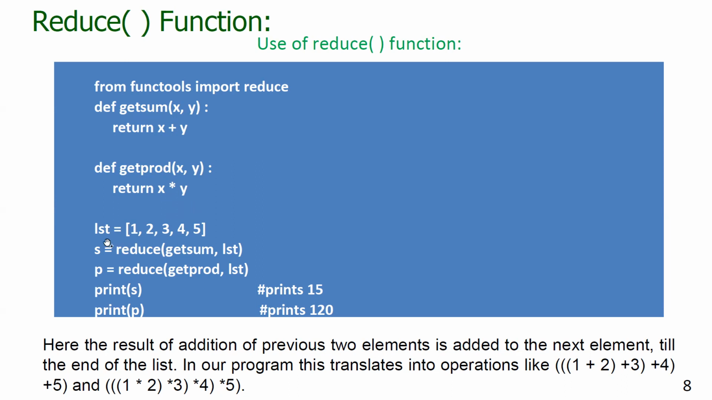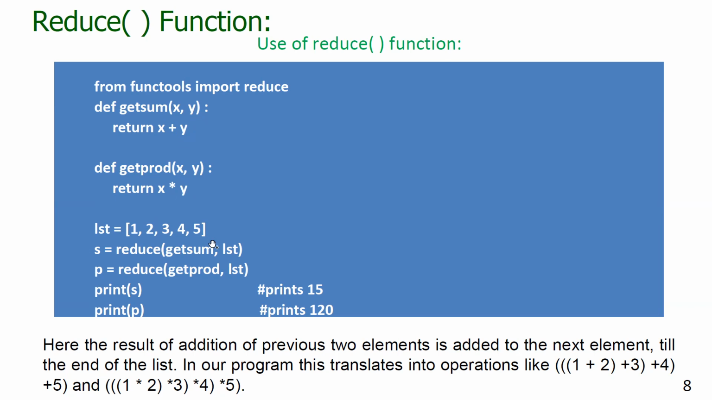Now we are taking a list 1, 2, 3, 4, 5, and s equal to reduce(get_sum, list), and p equal to reduce(get_prod, list). First it will take two arguments, that is 1 and 2, and it will add 1 plus 2, 3. Now x will become 3 and y will become 3. Next 3 plus 3, 6. Now x will contain 6 and y will be 4. So 6 plus 4, 10. Now x value will be 10 and y value will be 5. So 10 plus 5, 15.